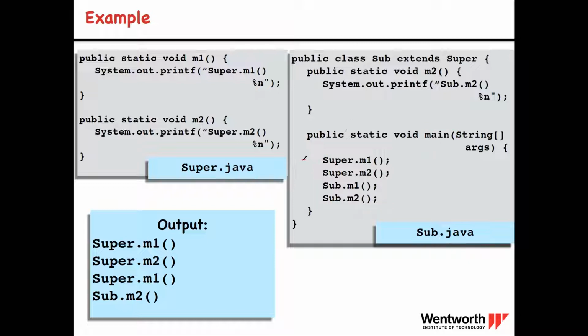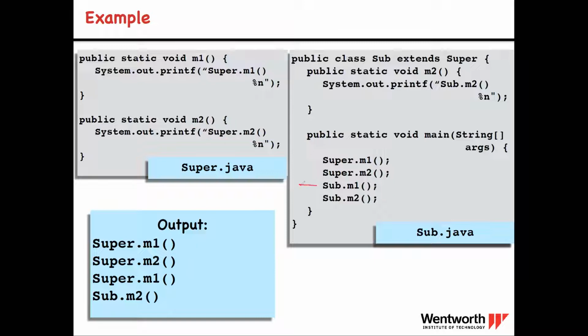So if we start here with super.m1, I'm going to go to the superclass, which is this file over here, and I'm going to call m1. So it prints this. So m1 is here. It's static. That's why I can use the class name, and it prints super m1, which is why we get super m1 for the output. Then I call super.m2, same thing. The superclass has a super m2 method, which is why we get this super.m2 for the print.